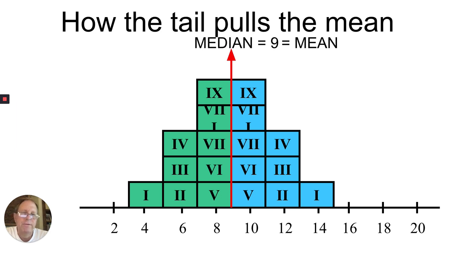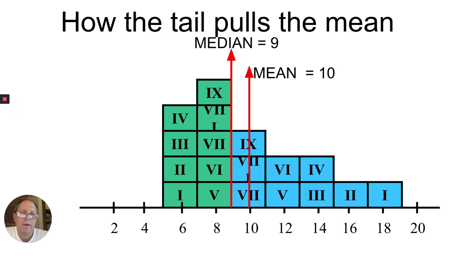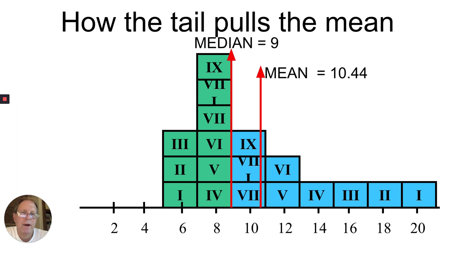Boxes on the left, I'm going to move to the right, but again I'm keeping those on the right side. So I'm going to keep the same number of boxes on each side, which means the median will not change. I still have 9 boxes on each side, so the median stays the same.